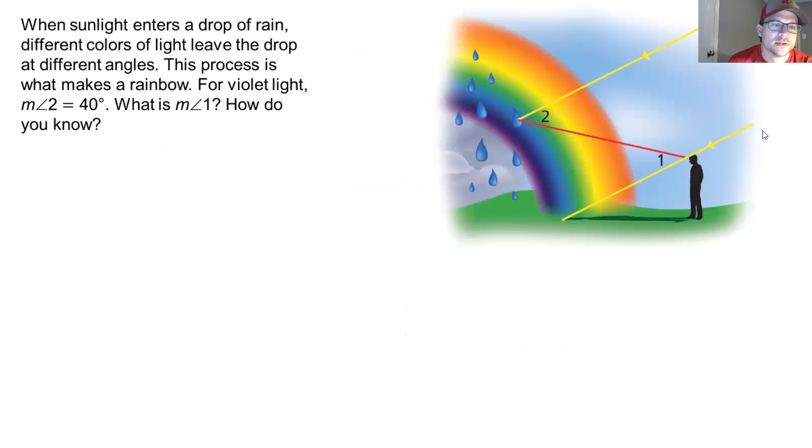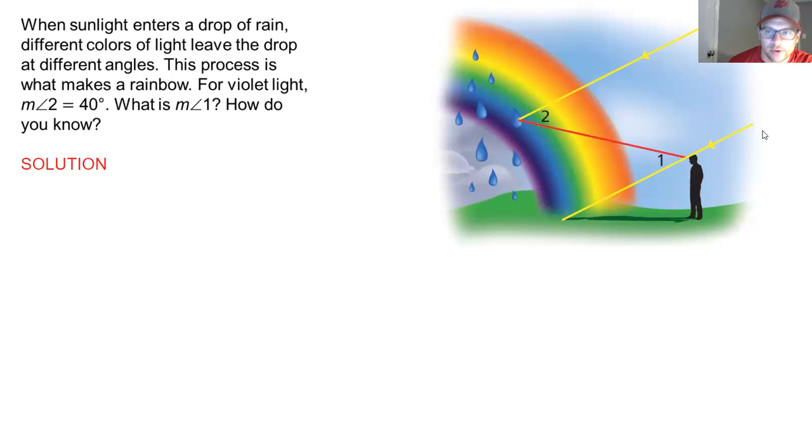Okay, when sunlight enters a drop of rain, this is our real life problem. Different colors of the light leave the drop at different angles. So this is what the process is used to make a rainbow. For violet light, the angle has to be 40 degrees. What is the measure of angle 1 and how do you know?